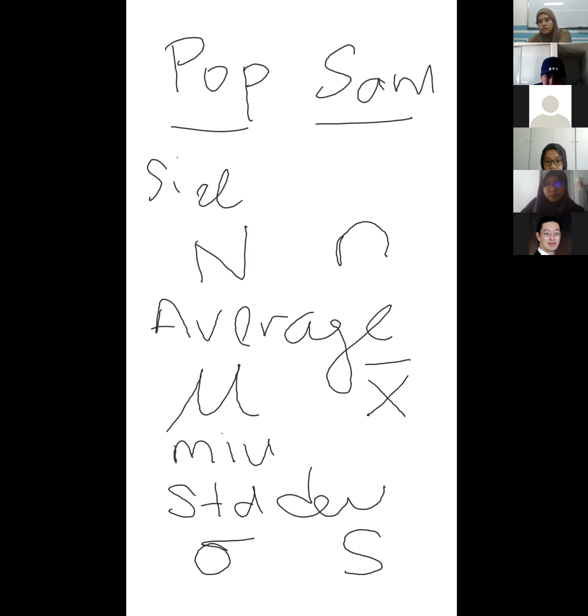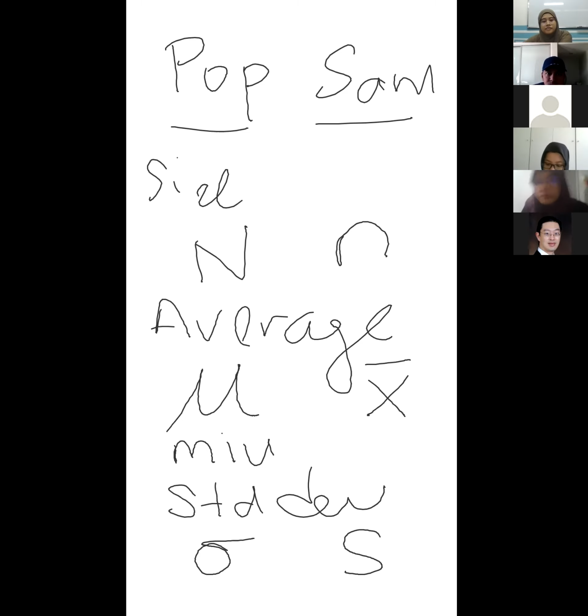So when we talk about population and sample, capital N refers to the size of the population, and small n refers to the size of a sample. The average mu refers to the population. The average for a sample is denoted by X bar. Is everybody clear? Yes.